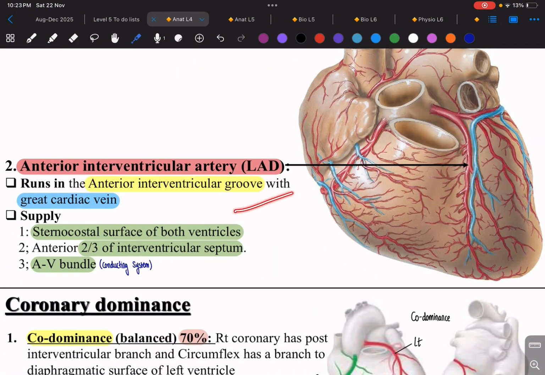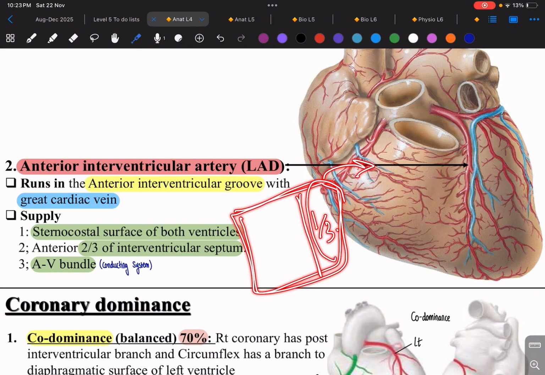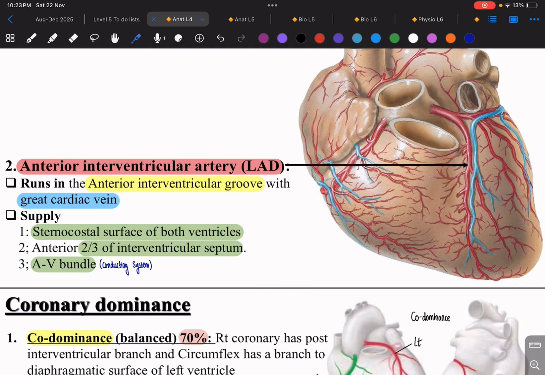We can imagine the septum like a rectangle or square. This part, the 1/3, is supplied by the posterior part, while the 2/3 is supplied by the anterior interventricular artery. And the last thing here, which is different from the one above, is the AV bundle, the conducting system. So these are the things that the anterior interventricular artery, or the LAD, supplies.